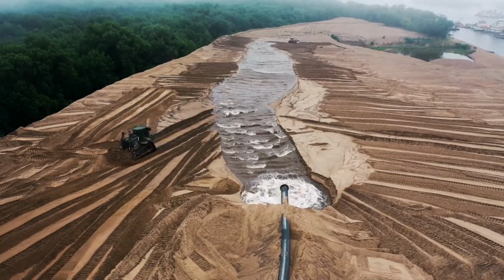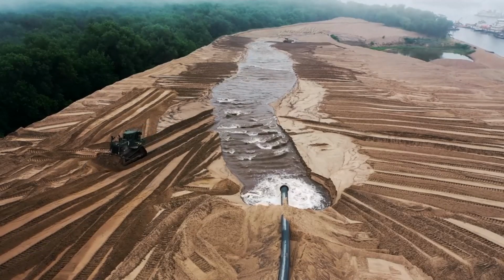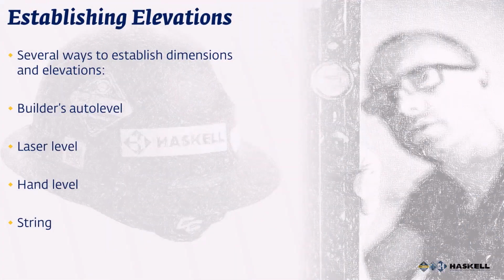Flowable fill is self-leveling and can be colored as an indicator of utilities beneath it. There are several ways to establish dimensions and elevations.